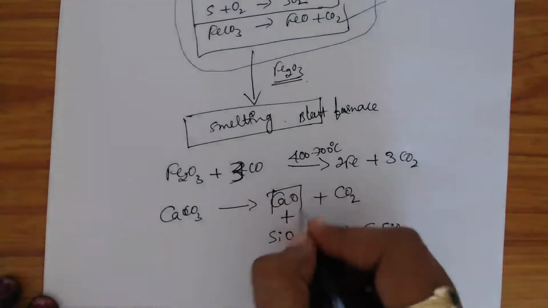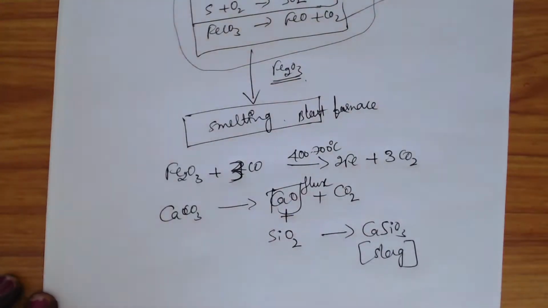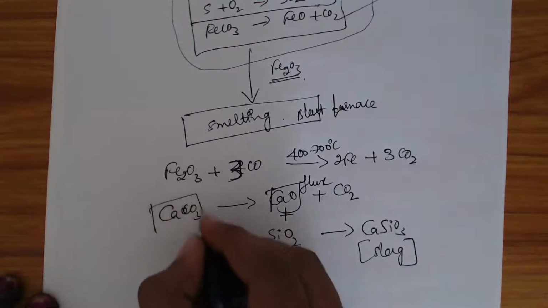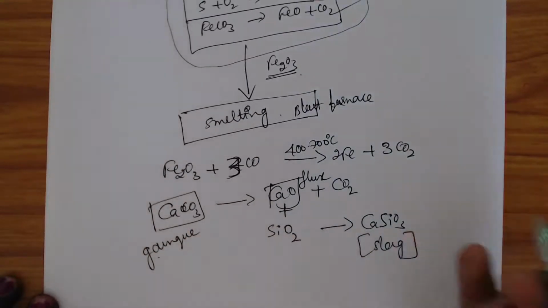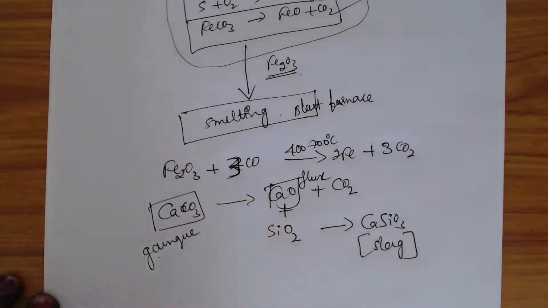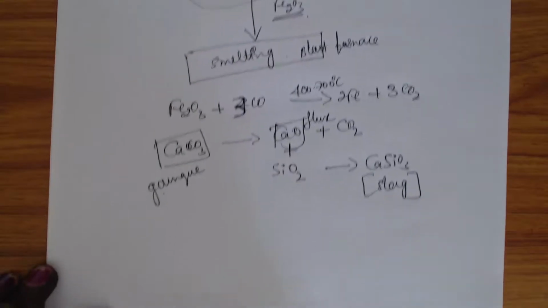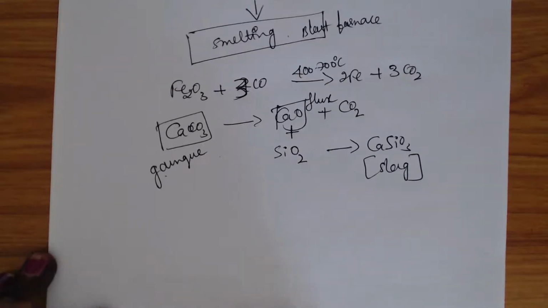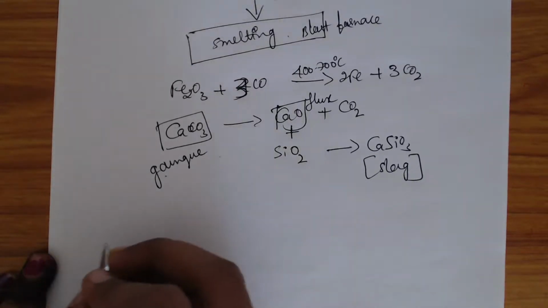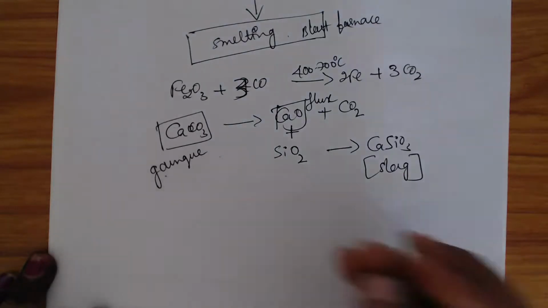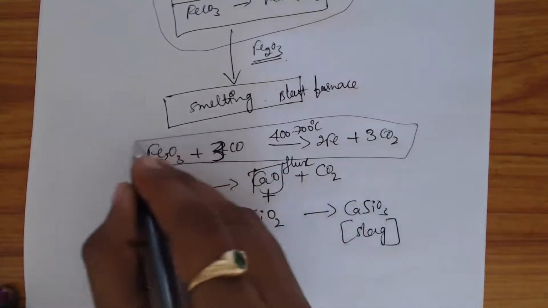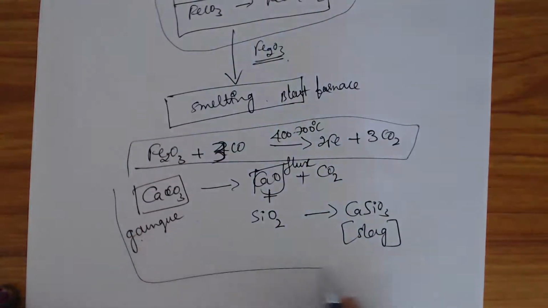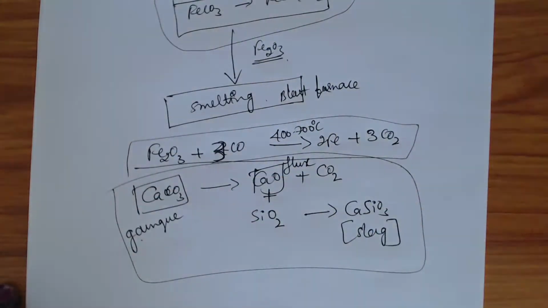Okay, so this one is flux. This one is gangue. The impurity is gangue. This one is flux. This one is slag. Okay. Next, this is zone of reduction. This is zone of slag formation.